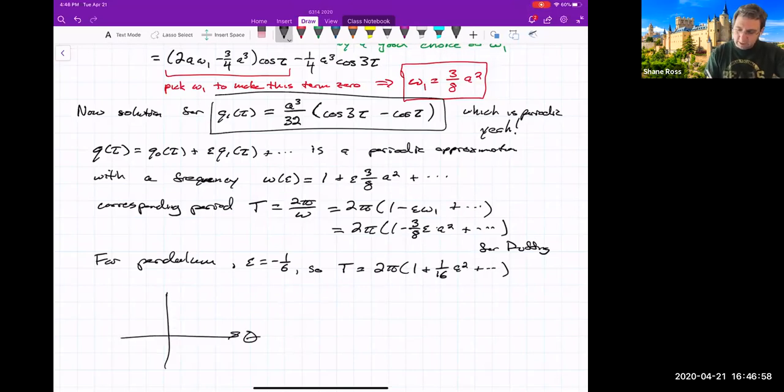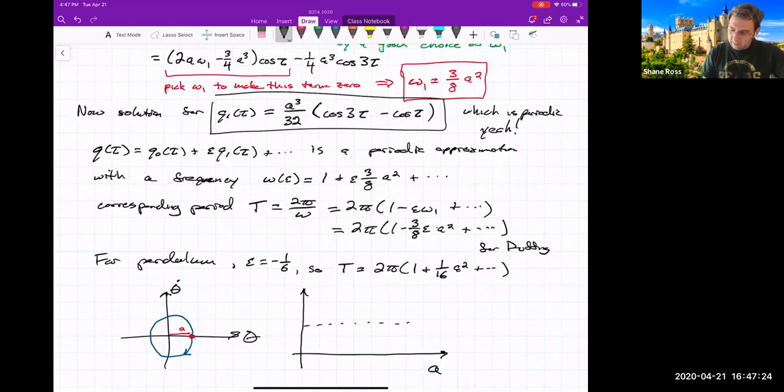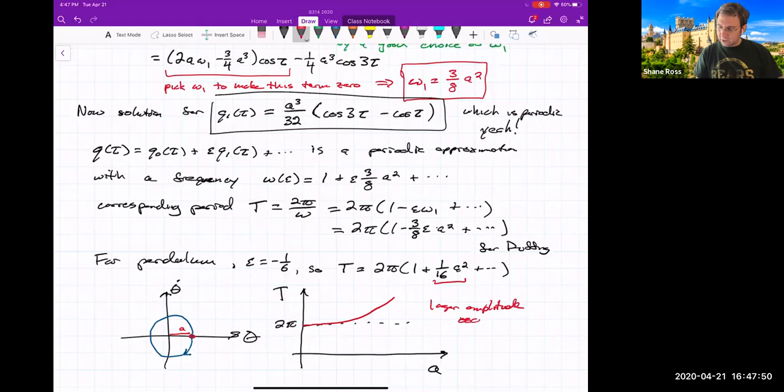So in the pendulum, if you start with some amplitude a, and this is going to go around, go back. It's periodic. The larger the amplitude, the larger the period. So here, let's just do a sketch of A versus the period. Here's 2 pi. And what this does is we've got this part that's quadratic in A. So this is going to go a little bit up, right? So larger amplitude oscillations of the pendulum have a longer period.